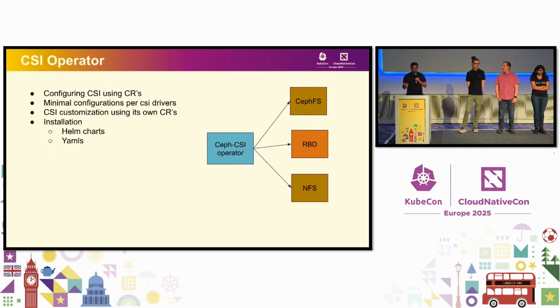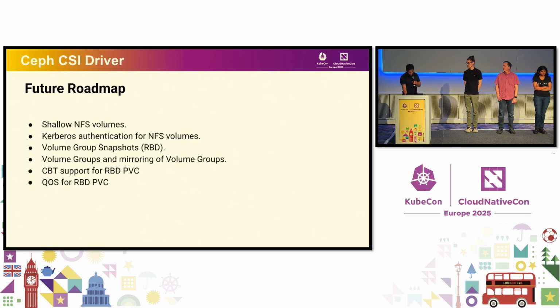So we have the CSI operator. We want to move all the CSI functionality and maintenance from Rook to CSI itself, so that we expose the CR for the user, and with minimal configuration you can have your own CSI drivers created. We support Helm installations and Kubernetes charts as well.